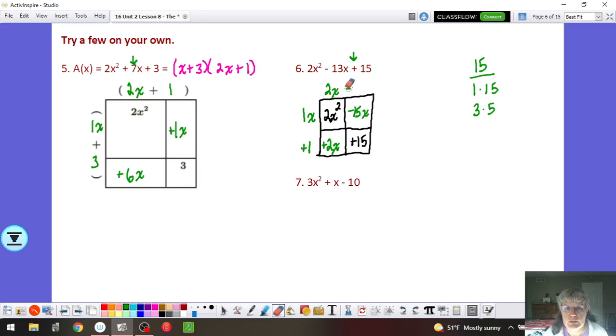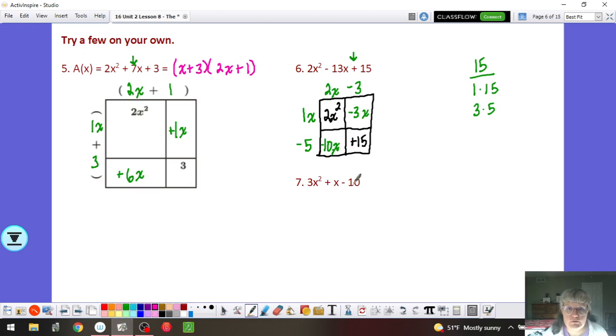I'm not even going to switch them around because 2 times 15 is 30, and that's just going to take us too far away from negative 13. So let's try 3 and 5. If I take 5 times 2, I'll have 10x. If I take 3 times 1, I'll have 3x. If these are both negative, I would combine to get a negative 13x, which is what I want. And if the 3 and the 5 are both negative, when I multiply them, I will get a positive 15.